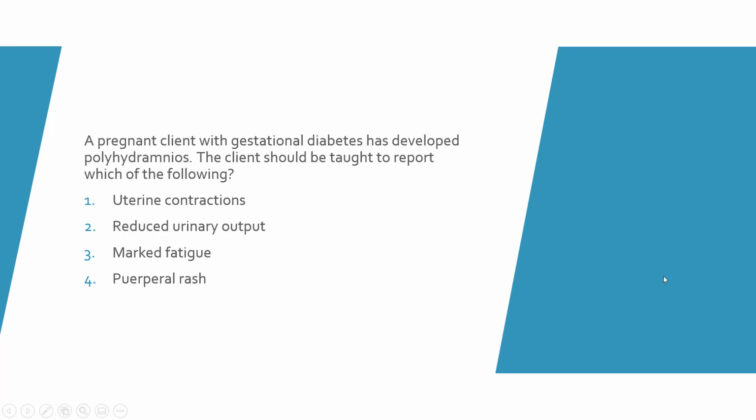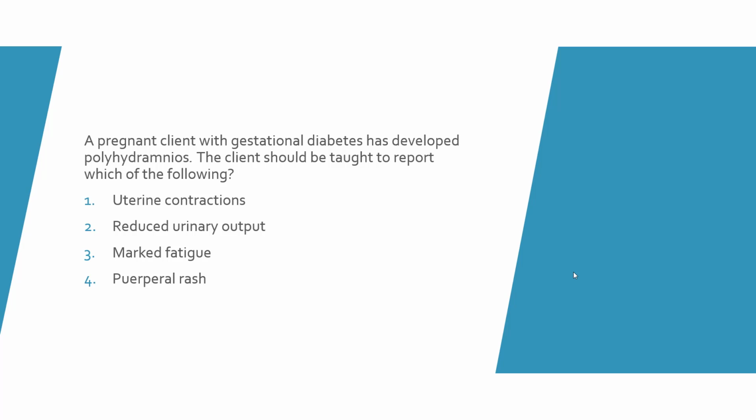Number 1, uterine contractions. Preterm labor is a risk of polyhydramnios due to your uterus being overextended with fluid. This definitely looks like our answer, but again, we need to check the rest of the answers to be sure. Number 2, reduced urinary output. This is not a risk due to polyhydramnios. The patient would more likely have increased urinary output. So this does not look like our answer.